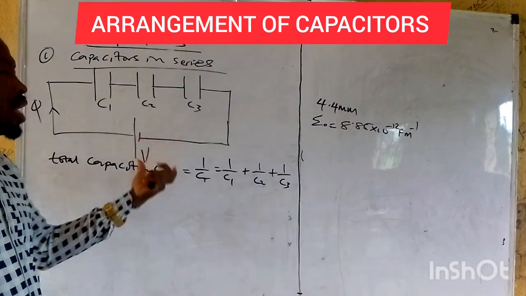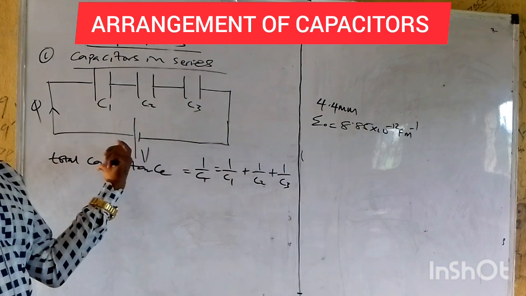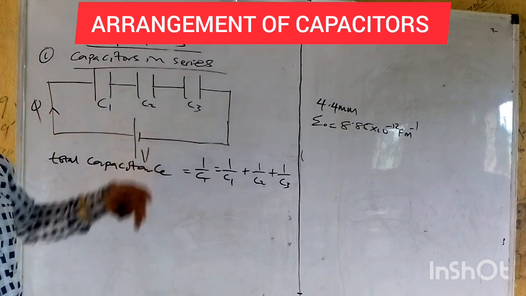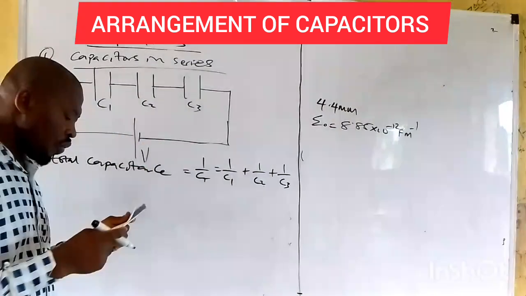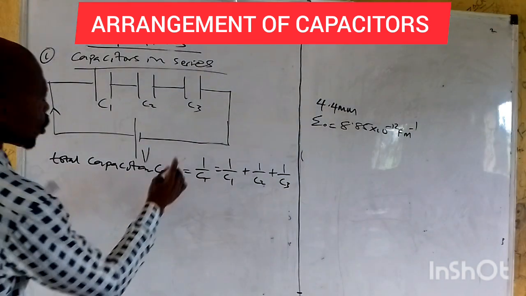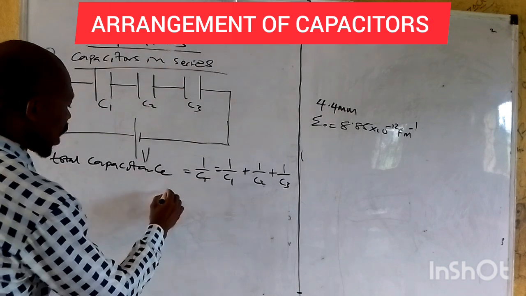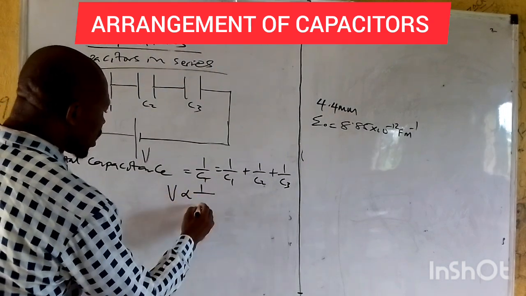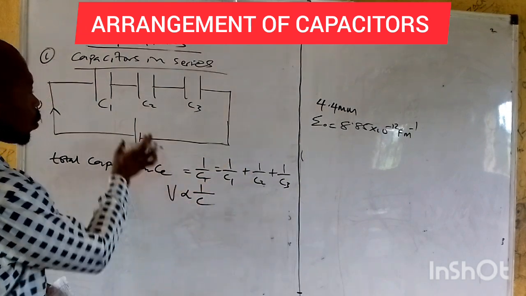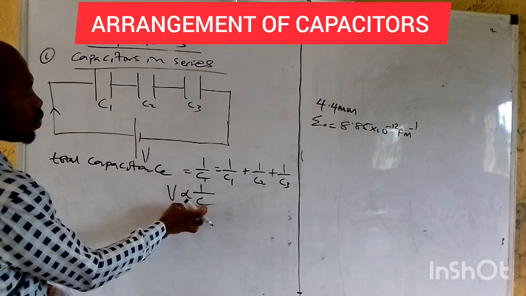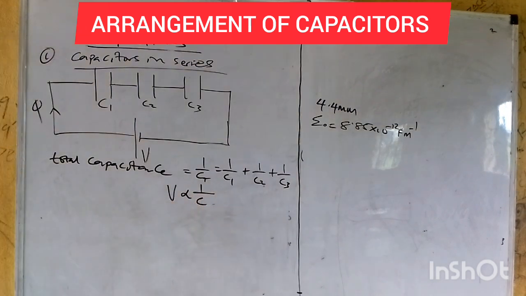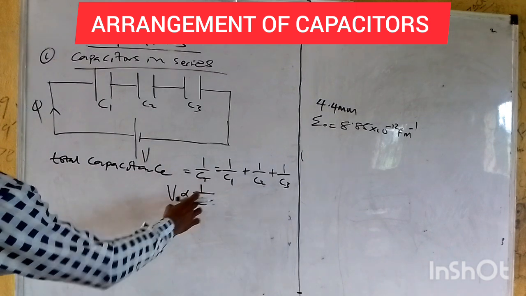So that is why we now say that when they are arranged in series, the same charge flows, but different potential difference. Therefore, we say that voltage is divided among the capacitors. Because voltage is divided among the capacitors, voltage is inversely proportional to C. So this is the total capacitor. Now the value of voltage we have is V, inversely proportional to the capacitance there.